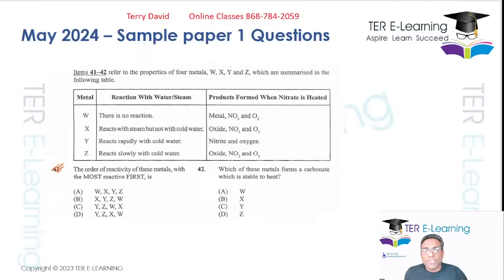I'm just going to change these numbers here. So let's call this question 26, and let's call this question 27. So we have some metals here, W, X, Y, and Z. And we have some reactions here with water and steam. And then we have products formed when the nitrate is heated. The order of reactivity of these metals, with the most reactive first.